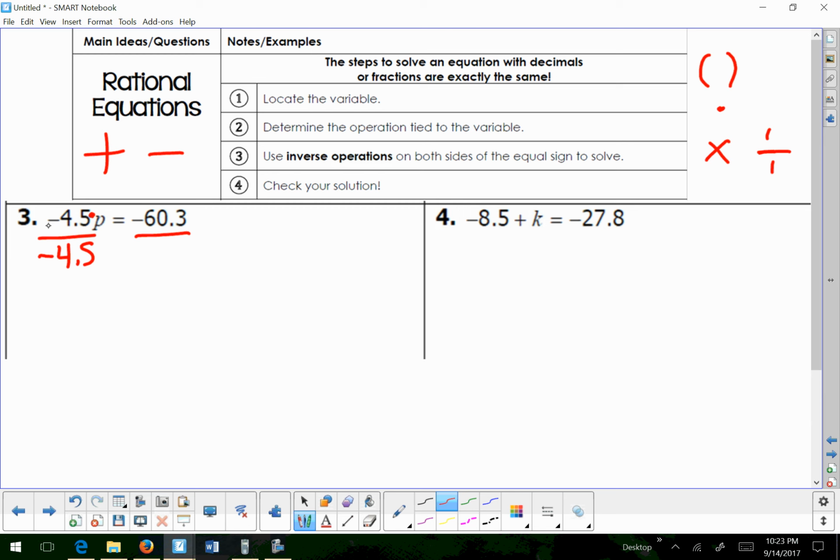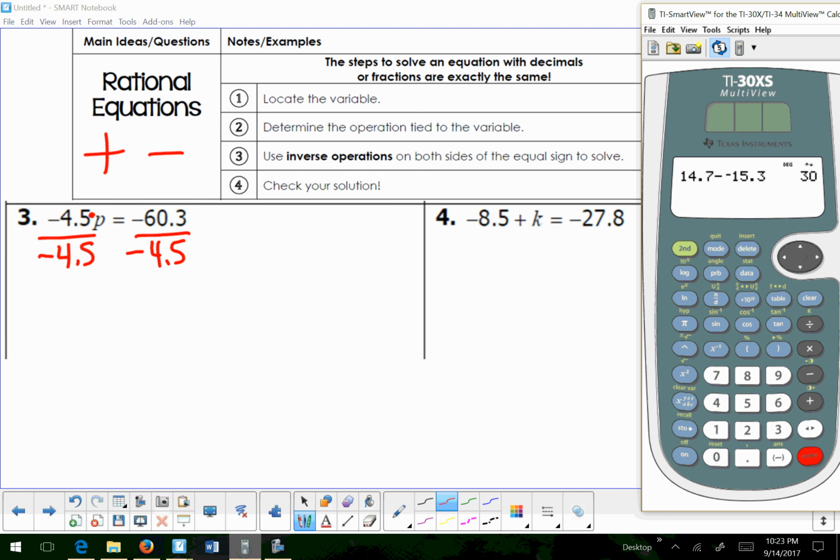Now notice I don't change the signs here, because you can only do one inverse, and you're doing the inverse of the operation. So the operation is multiplication, so the inverse is division. You don't change the coefficient. So negative 4.5 here. Get your calculator ready, clear your screen.